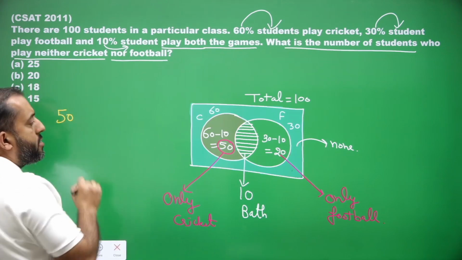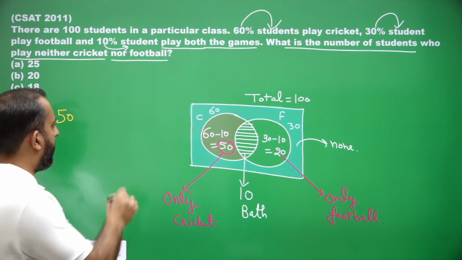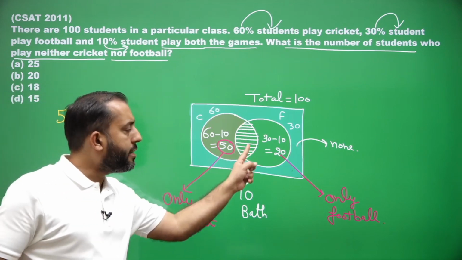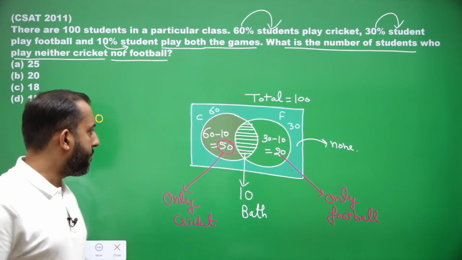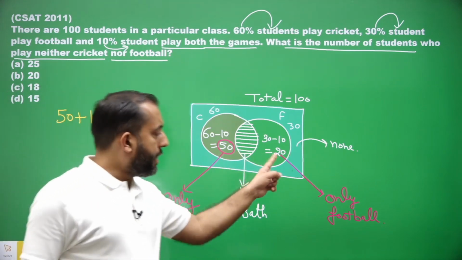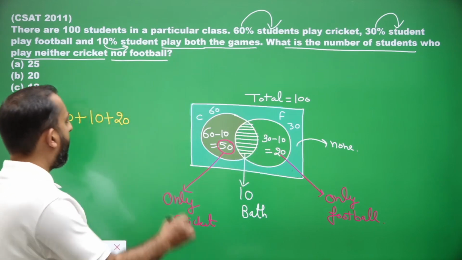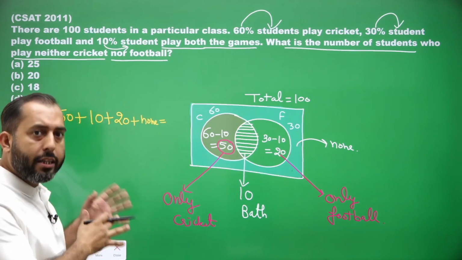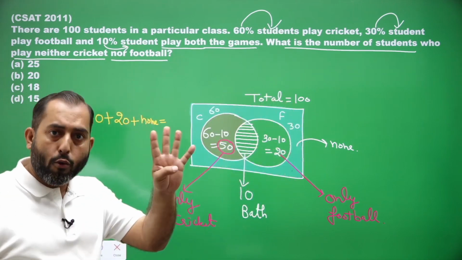Now, 50 is the first region. This 50 represents the count of those people who play only cricket, plus 10. 10 is the second region. This intersection represents the count of those students who play both games, plus 20. 20, the third region, represents the count of those students who play only football, plus this none region, which represents the count of those who play neither football nor cricket. So this entire rectangle has been divided into 4 regions.